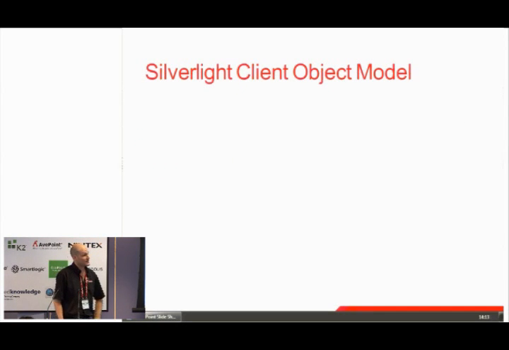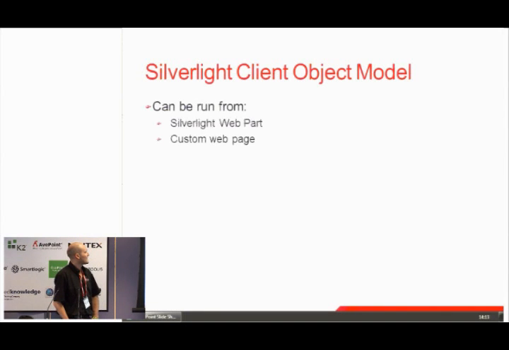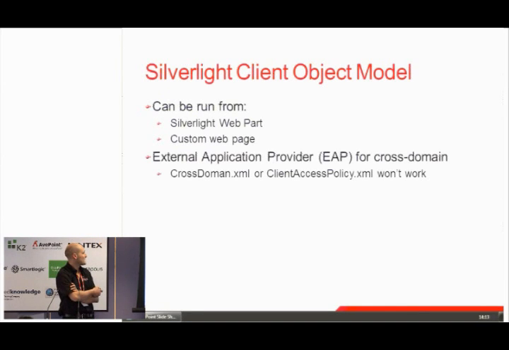Next is the Silverlight client object model. Sorry, no, we didn't opt for the Silverlight client object model. We considered it. It can be run from a Silverlight web part or from within a custom web page. Using RIA services, you can actually extrapolate some of that data and run it remotely.